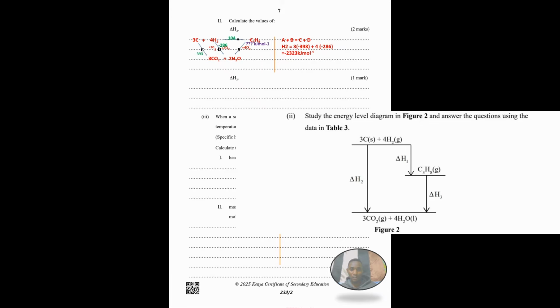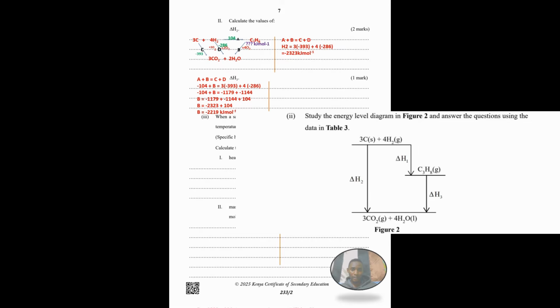So the correct answer to this question is negative 2323 kilojoules per mole. Then to determine H3, I need to apply the formula that A plus B is equal to C plus D. I have C and D, I have A, I don't have B.